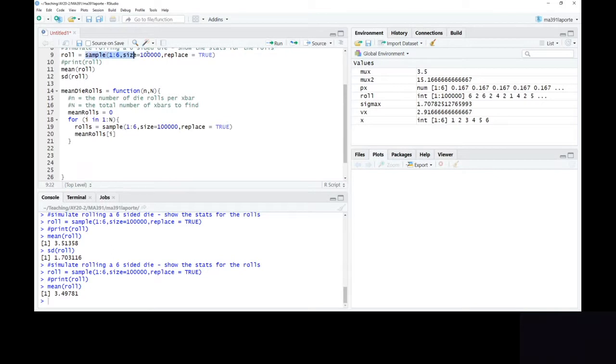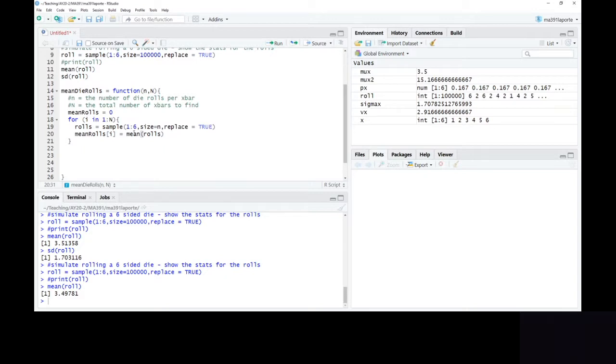So up here, all I did was I copied this, I pasted it down here, and now I'm going to let one particular instance of a whole bunch of rolls, and I don't want it to be 100,000 every time. I want it to be whatever I passed into my function. And in this case, it was n. So remember what n is, the number of die rolls per X bar. And this is going to be 1 X bar. So I'm going to have that number as my rolls. And then I'm going to say, well, mean rolls sub i is going to be the mean of the rolls that you just did.